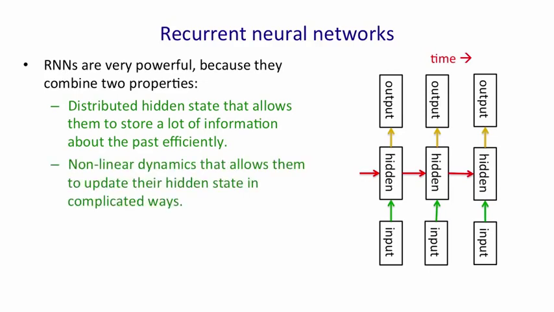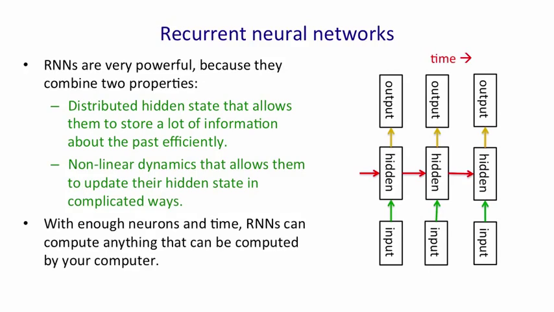They're also non-linear. You see, a linear dynamical system has a whole hidden state vector, so it's got more than one value at a time, but those values are constrained to act in a linear way so as to make inference easy, and in a recurrent neural network, we allow the dynamics to be much more complicated. With enough neurons and enough time, a recurrent neural network can compute anything that can be computed by your computer. It's a very powerful device.